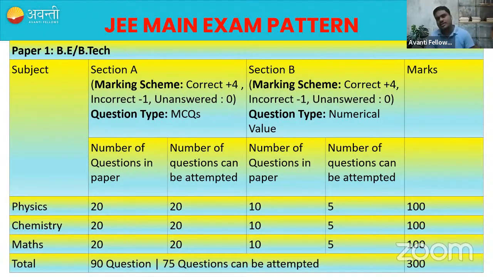The total marks for the entire test: physics consists of 100 marks, chemistry and maths also 100 each. So the total is 300 marks, right? A 300-marks paper will be for the JEE Main exam, and similarly a 720-marks paper for the NEET exam. In this, instead of maths, there is biology. So this is all about the marking pattern. Anyone having any kind of doubt in the marking pattern? Anyone?